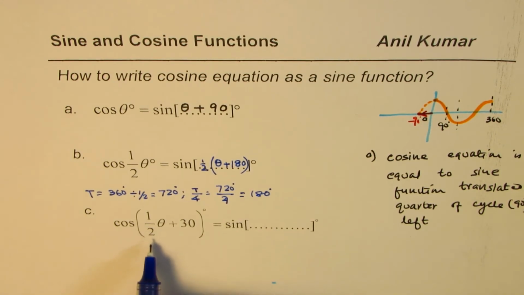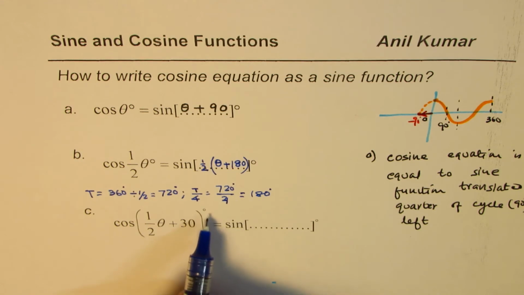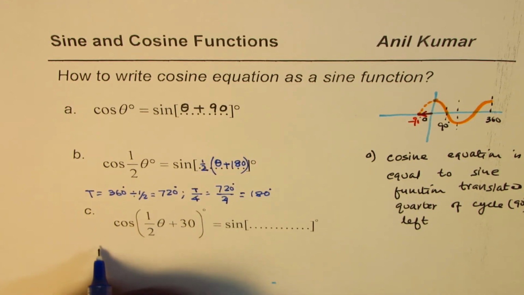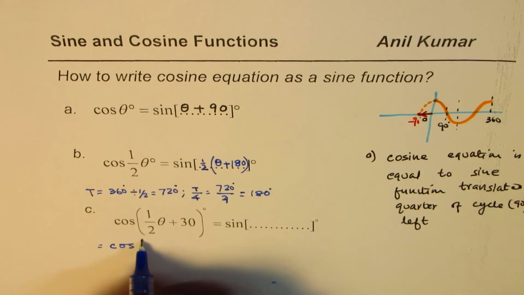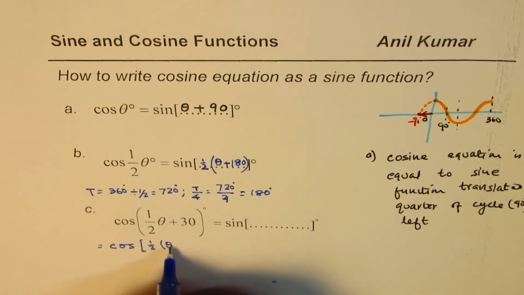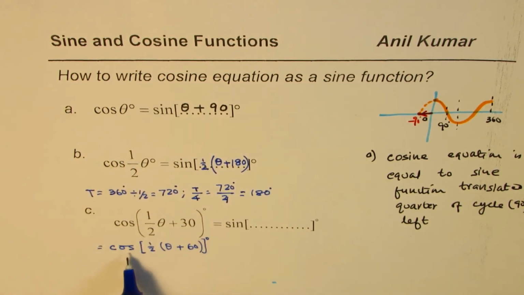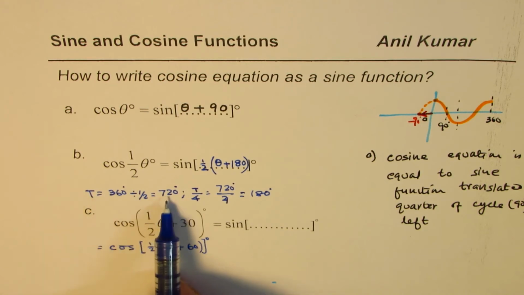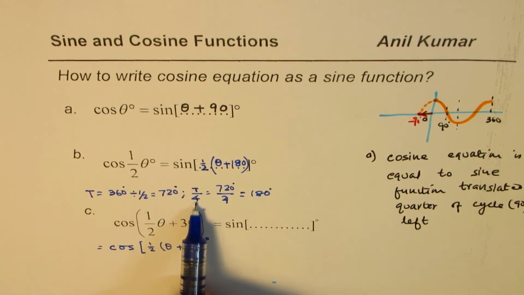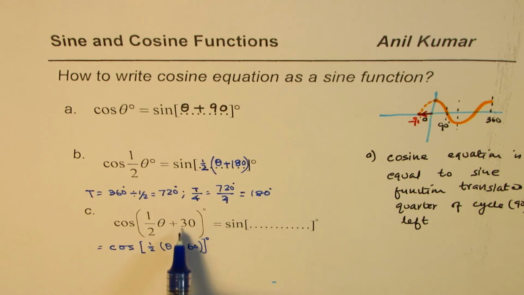Well, here it's kind of tricky. When we have cos of half theta plus 30 in degrees, we have to take half common. So we could write cos of, when you take half common, you get theta, and then this gets multiplied by 2, so plus 60, right? So that is what you get. Now we have to write this cos equation as a sine function. As you can see, for half, time period is 720 degrees. Quarter of the cycle is 180 degrees. We have to add 180 degrees to this 60 degrees.